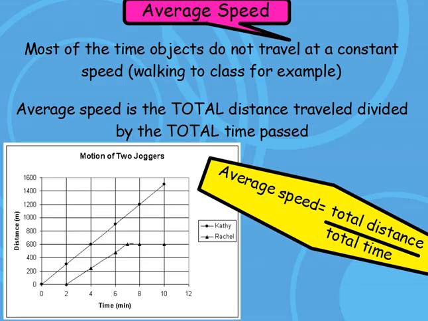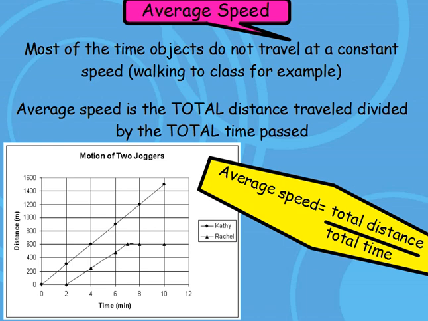Sometimes I'm going to get a little tricky. Sometimes problems might ask you for the average speed. Average speed is really not any different from normal speed. Normal speed is distance divided by time. Average speed does not mean you're going to add everything up and divide by however many you have. Average speed just means that you're taking into consideration the total distance traveled by the total time passed.